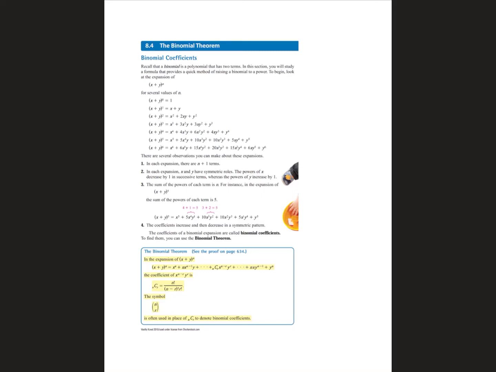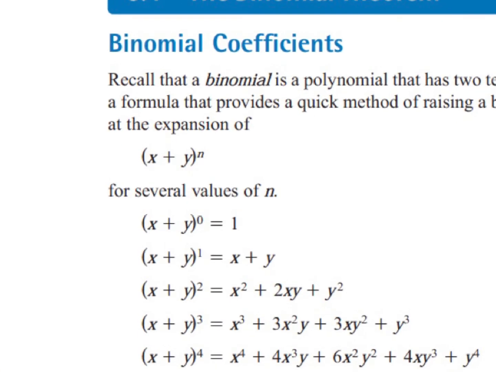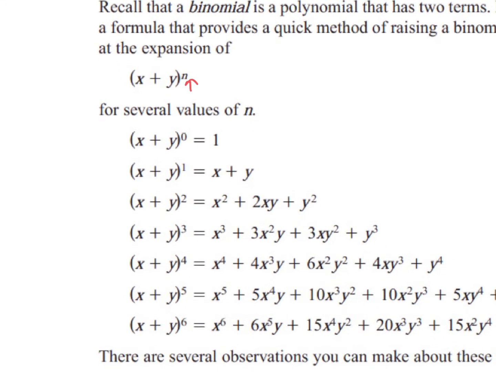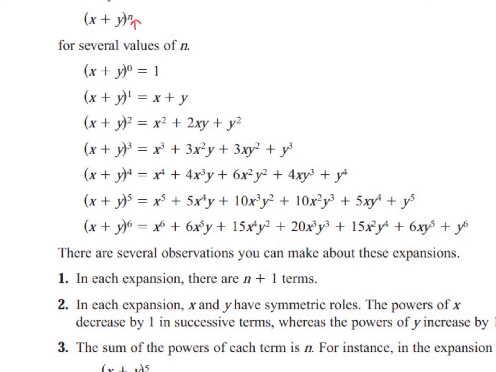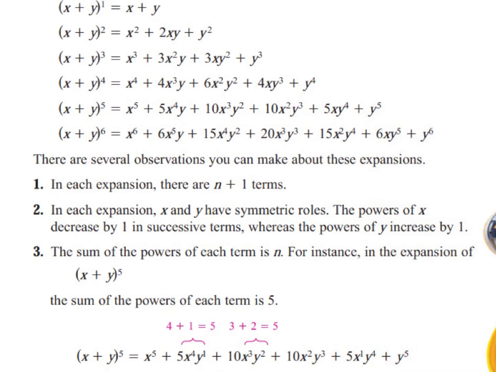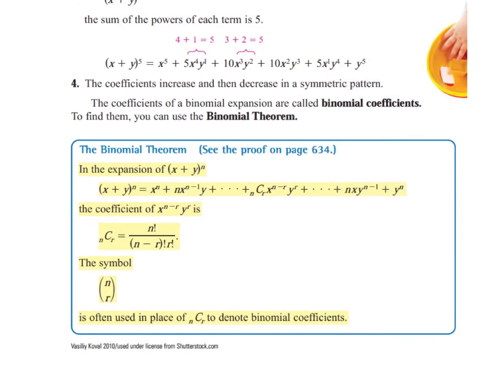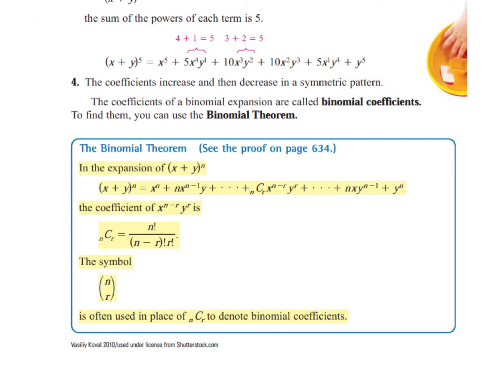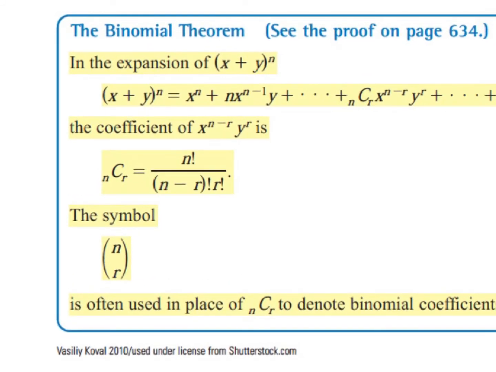All right, in 8.4, we're going to be learning about the binomial theorem. So a binomial is something that has two terms. So we've all seen a binomial before. It's going to be raised to some power, and we're going to figure out a nice little shortcut on how to multiply all of this out. So it's kind of just like foiling, but big time. But we're going to learn some shortcuts, which we'll get to on the second page. But right now we're just looking at this formula here.